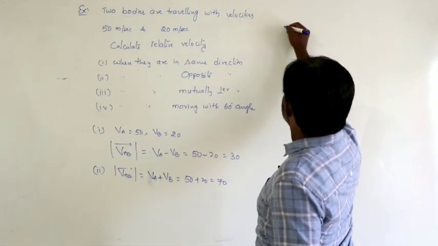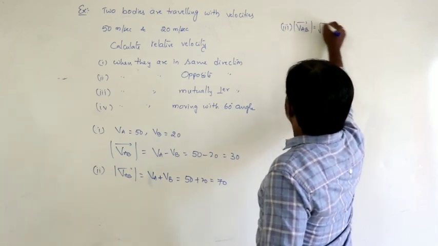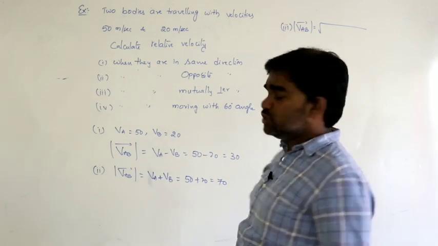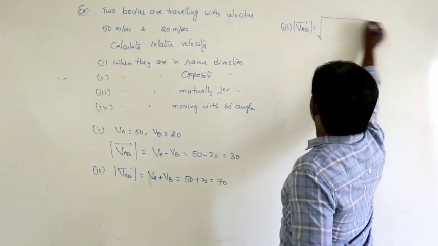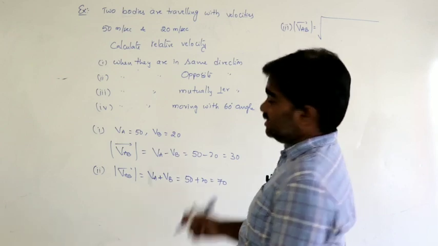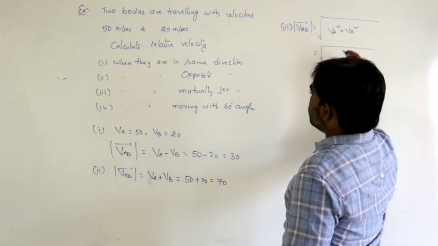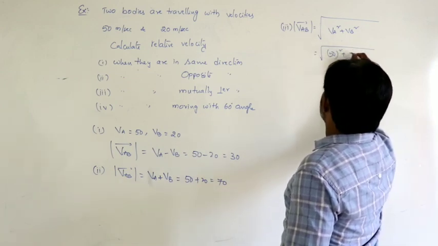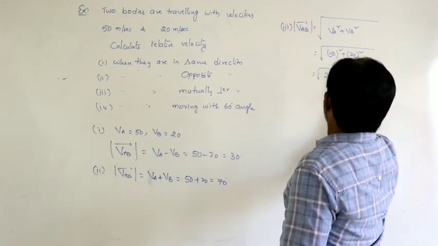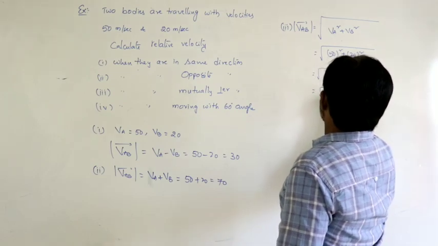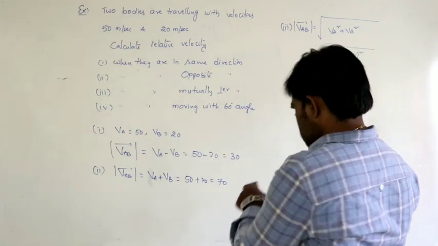Next, third case, when they are traveling normal to each other, or mutually perpendicular to each other, the relative velocity in that situation can be written as root of VA square plus VB square. So VA square is 50 whole square plus 20 whole square. So 2500 plus 400, under root 2900, or 10 root 29, I think we can write. So that is the third situation.